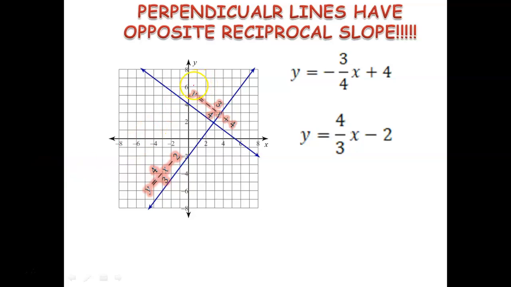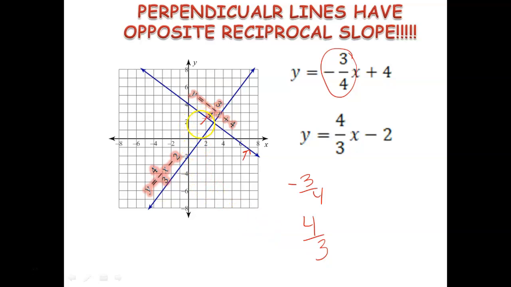All right, perpendicular lines have opposite reciprocal slopes, okay? So if you look at these two lines, the equation of this line is y equals negative 3 over 4x plus 4. And the equation of this line is y equals 4 over 3x minus 2. If you look, the slope of this line is negative 3 over 4. Okay? And then the slope of this line is positive 4 over 3.